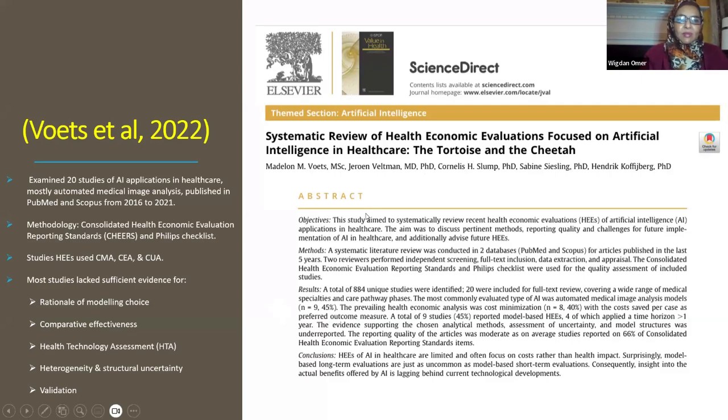So this review examined 20 studies of AI applications in healthcare, mostly in medical image analysis. These studies were published in PubMed and Scopus from 2016 to 2021. Two methodologies were used: Consolidated Health Economic Evaluation Reporting Standards, CHEERS, and the Phillips Checklist. Economic evaluations in these studies were cost minimization analysis, cost effectiveness analysis, and cost utility analysis.